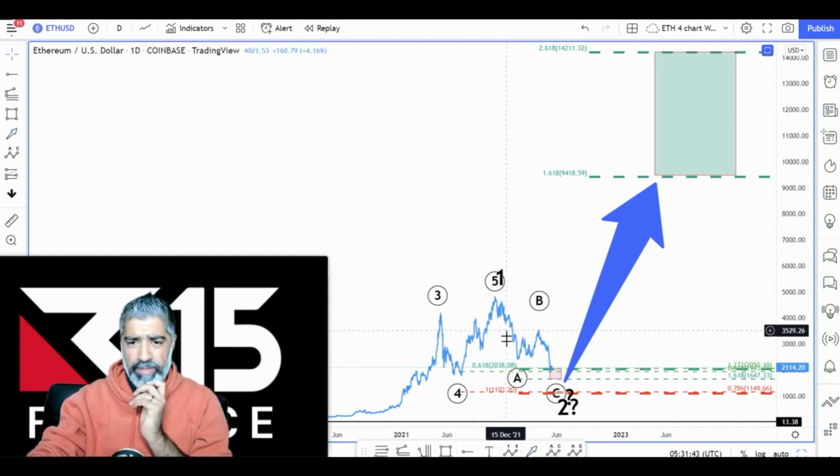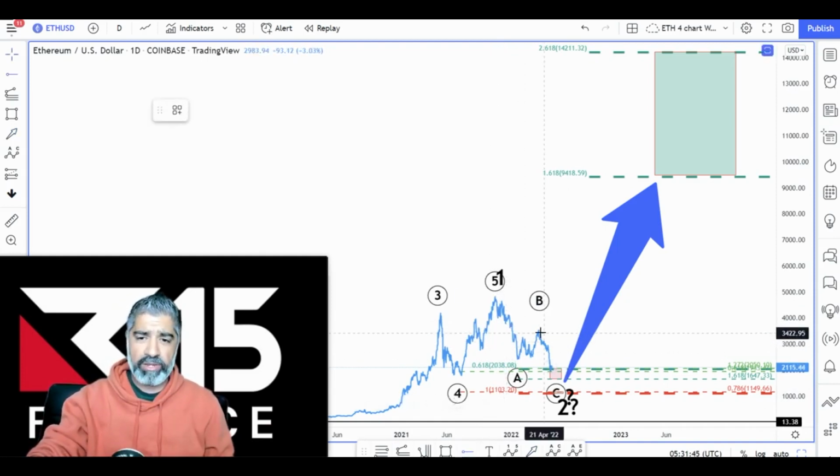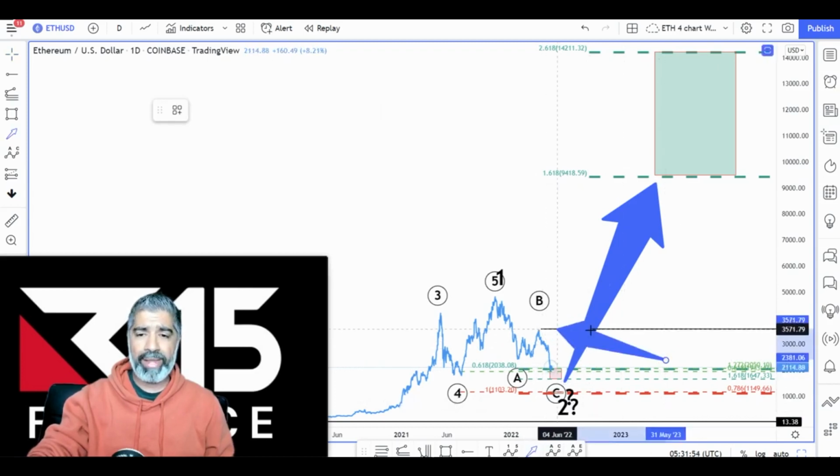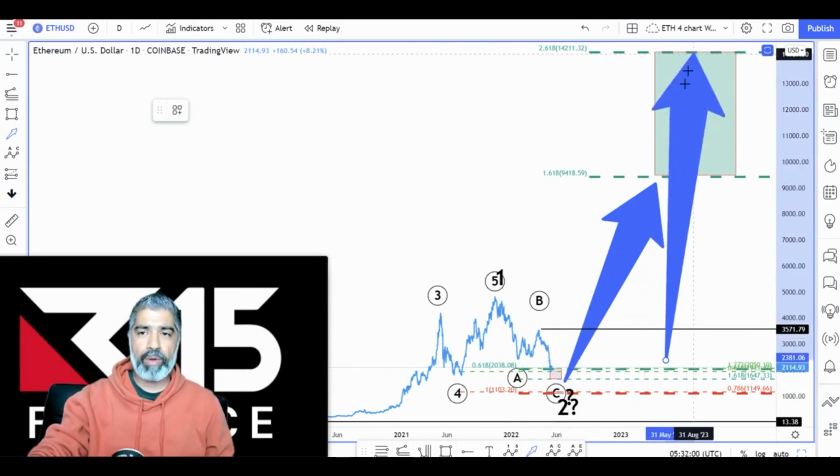No. We need confirmation. The confirmation would be a break above this high. If the price breaks above this swing high, this will be the major confirmation that this low will hold. And then, especially if we break above this high, then we're on to all-time new highs. And this is the typical next zone that you should be aware of.